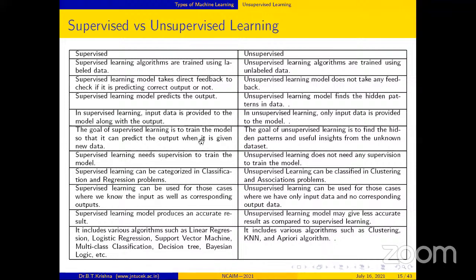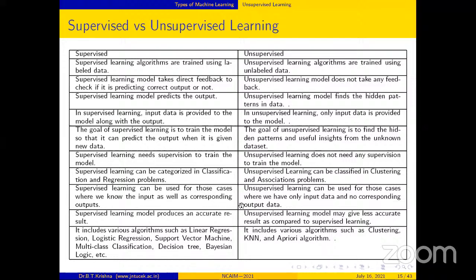So this is about the working principle of supervised learning as well as unsupervised learning. Supervised learning needs supervision, whereas unsupervised learning does not have any supervisor. So this is just like classroom teaching. Supervised learning is just like classroom teaching. Supervised learning can be classified as classification and regression problems, whereas unsupervised learning can be classified as clustering and association problems.